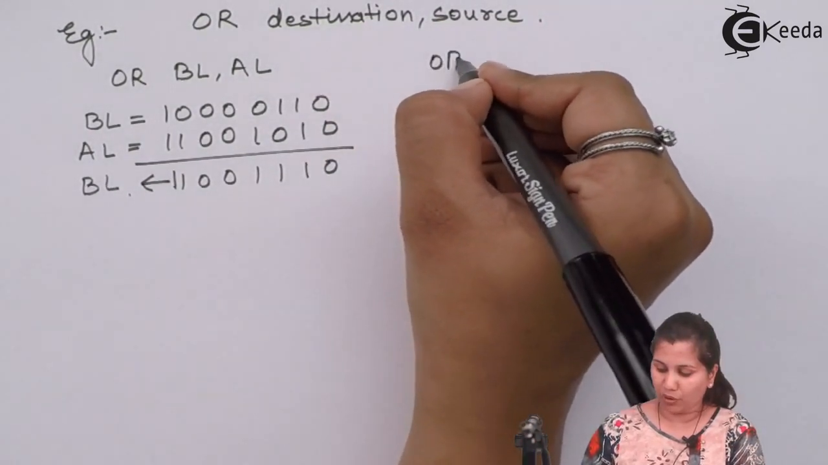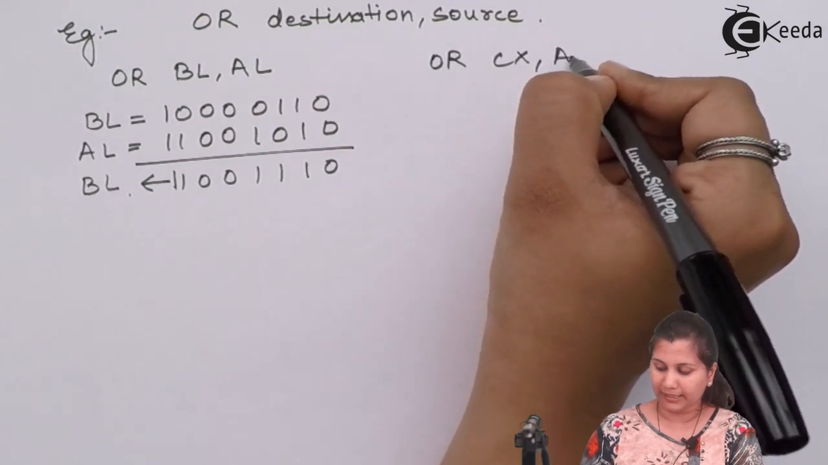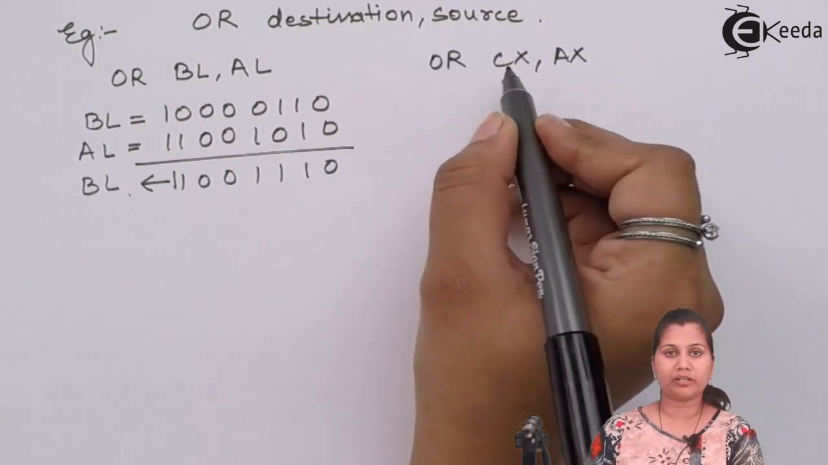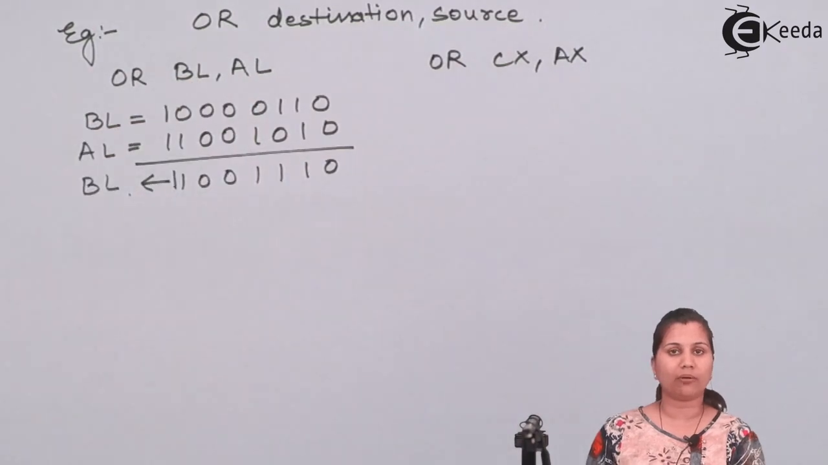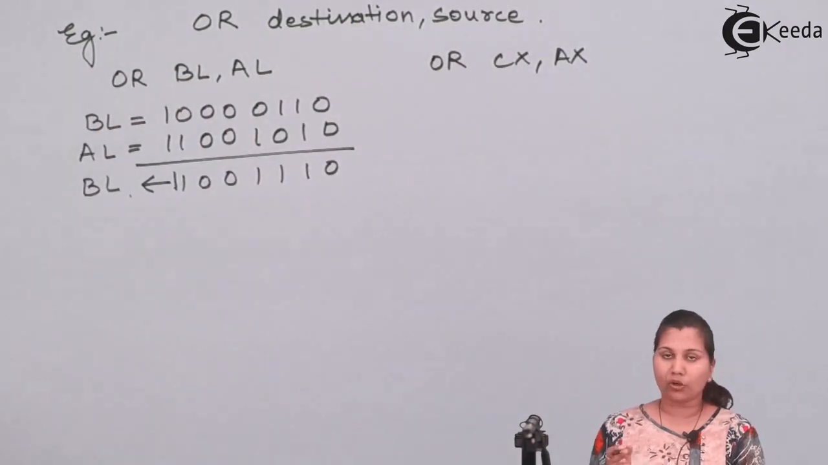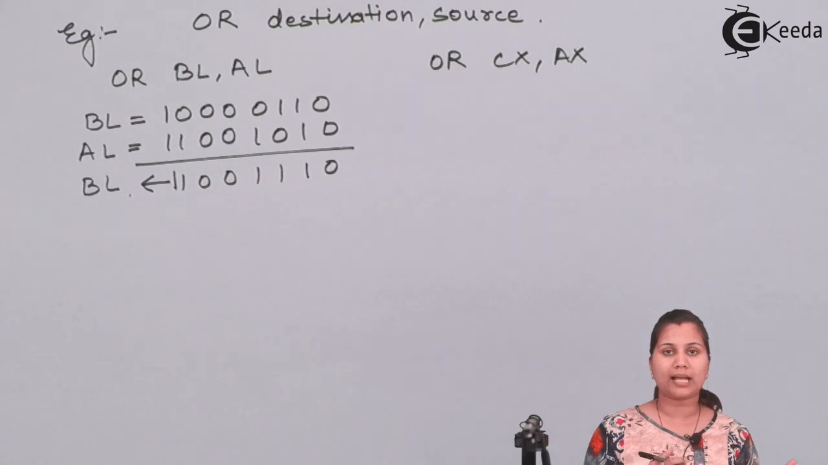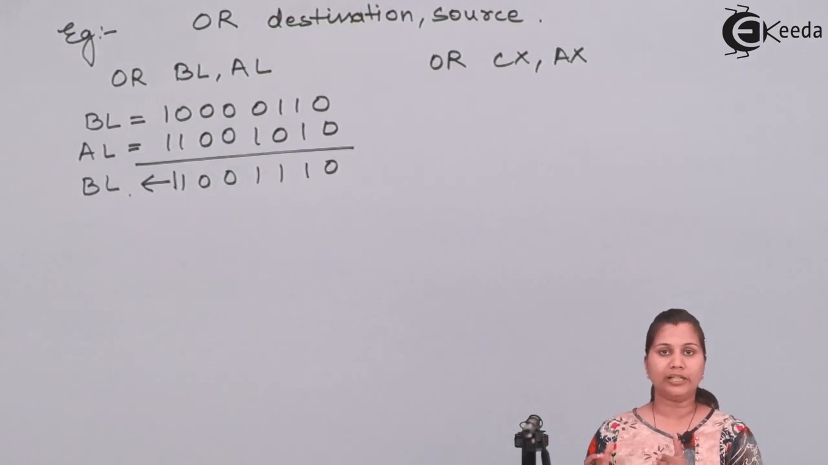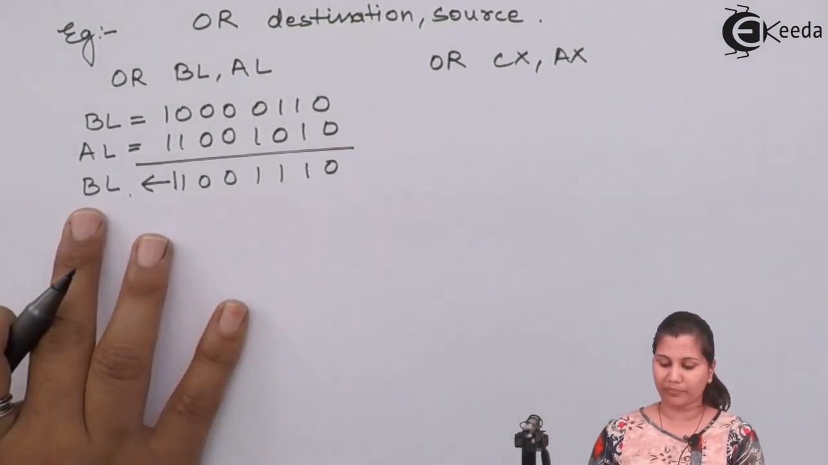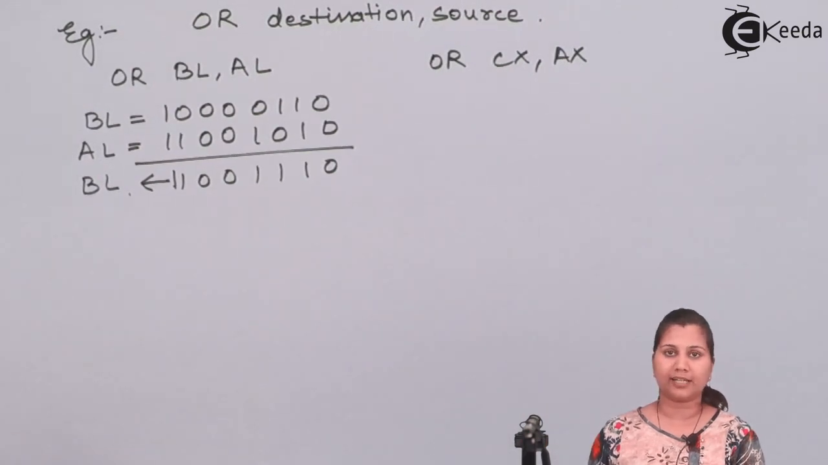Also we can have OR CX, AX. These two 16-bit registers can also be logically ORed with each other. Corresponding bits of the source and the destination are logically ORed and the result of this operation is stored in the destination register.